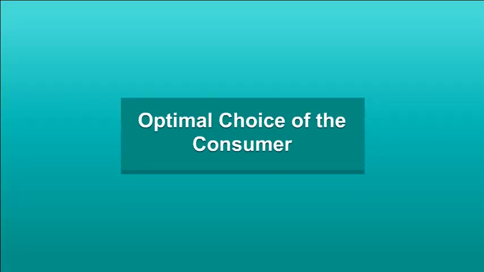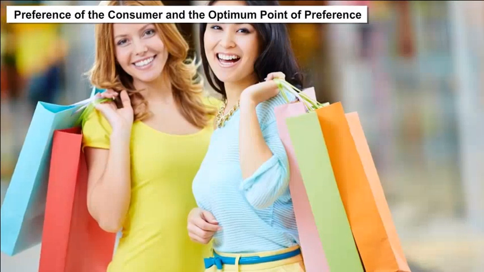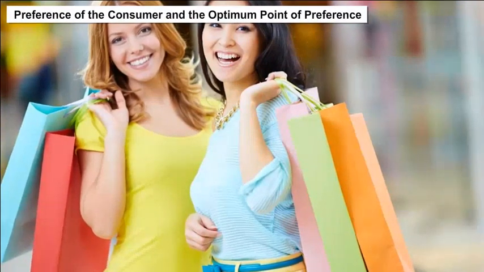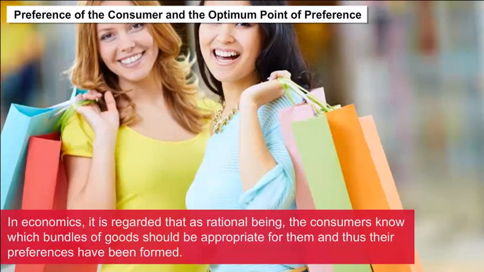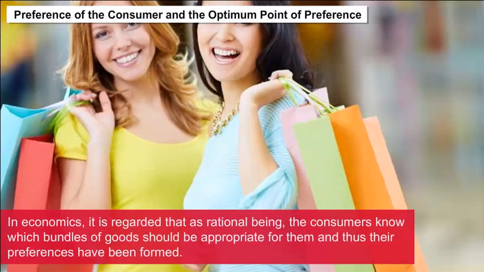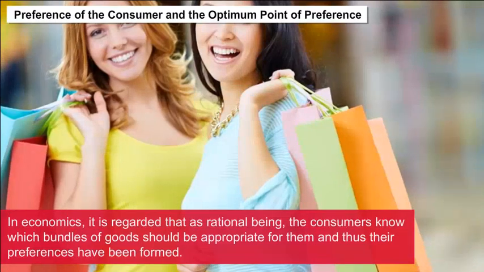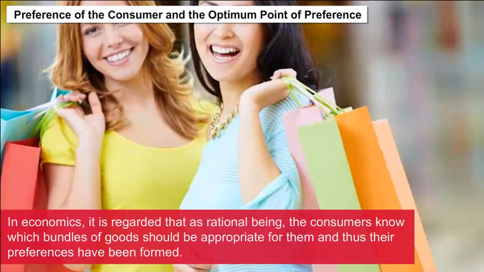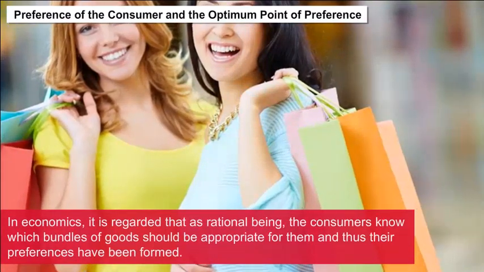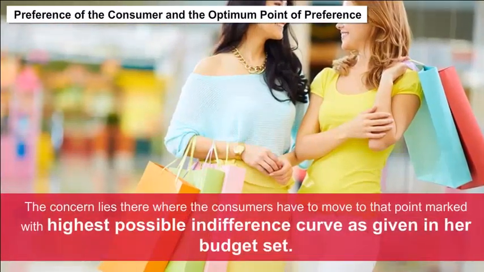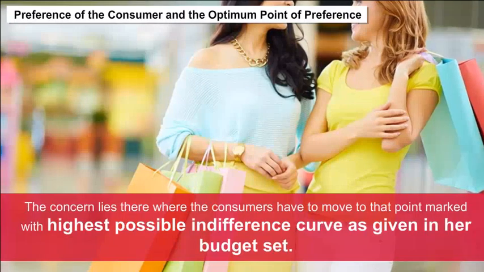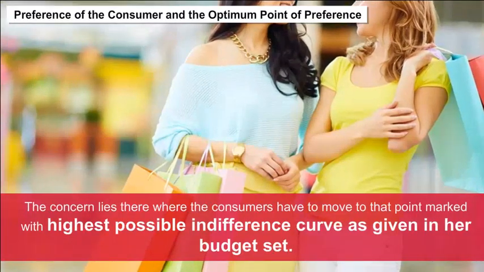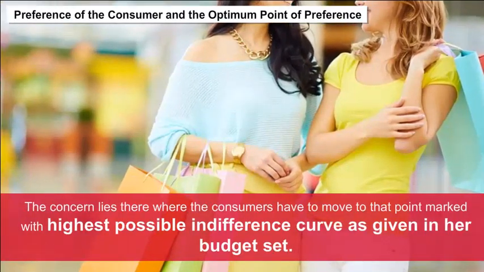Optimal choice of the consumer. Preference of the consumer and the optimum point of preference. In economics, it is regarded that, as rational beings, consumers know which bundles of goods are appropriate for them, and thus their preferences have been formed. The concern lies in where the consumers have to move to the point marked with the highest possible indifference curve, as given in a budget set.